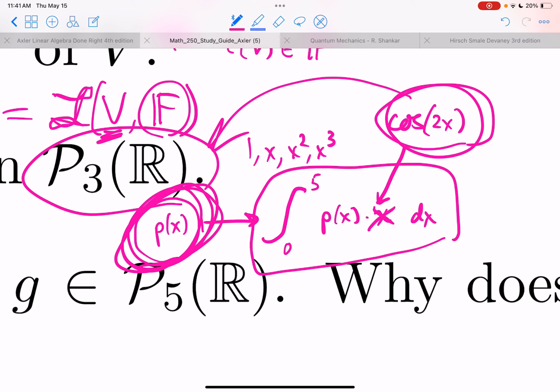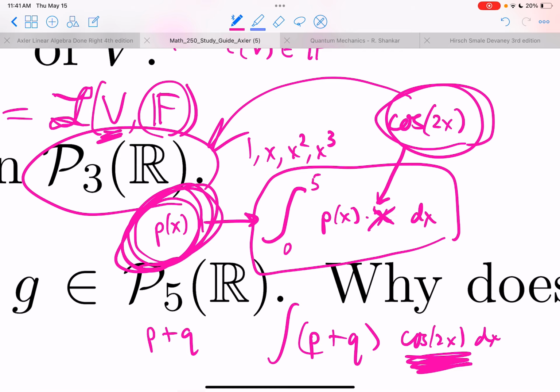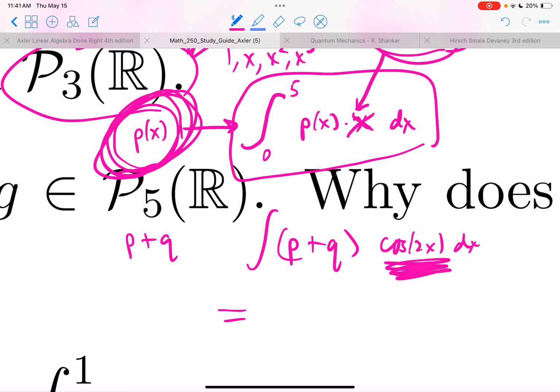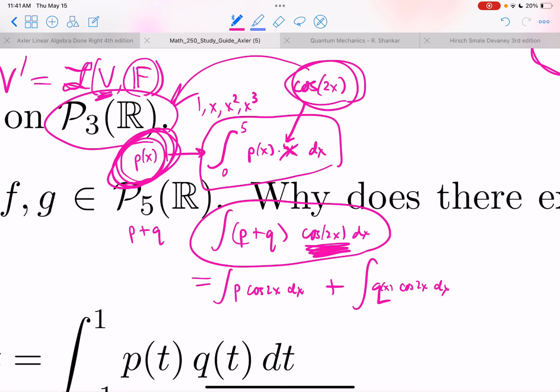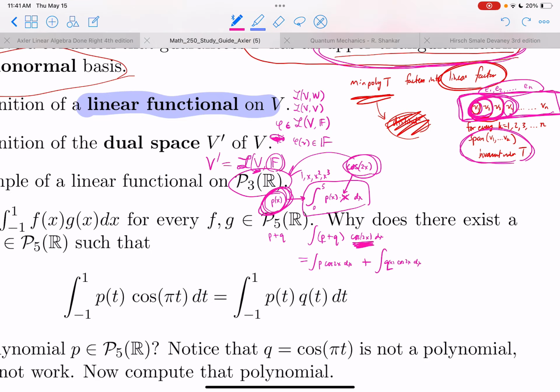Because if you replace p with p plus q, you're going to take the integral of p plus q times the cosine of 2x, or whatever you put in here to integrate against. And by things we know about integrals being linear, we can do p times cos 2x dx first, and then add it to what we get when we integrate q against cos 2x dx. So by linearity of the integral sign, we get linearity of this thing.